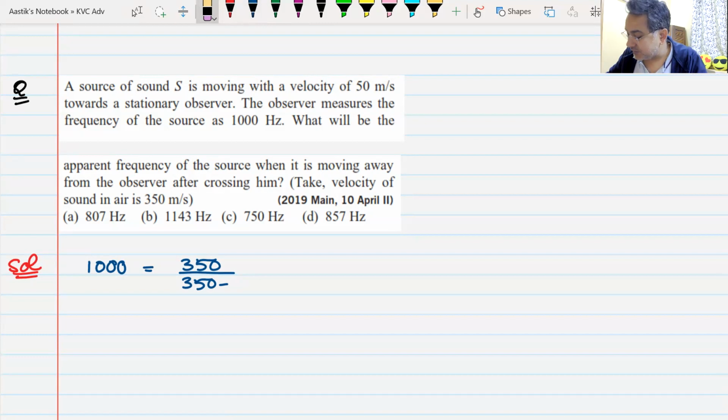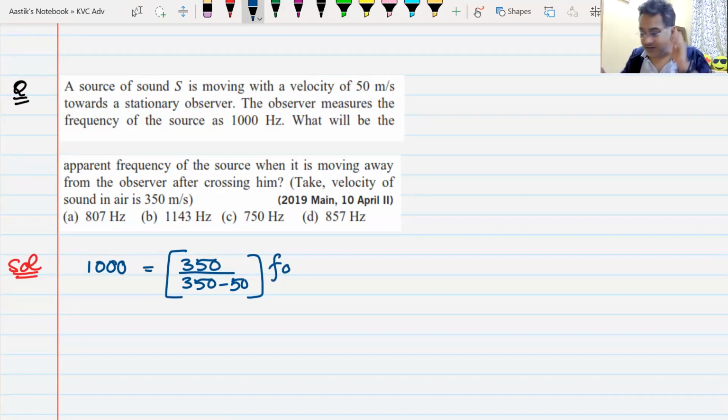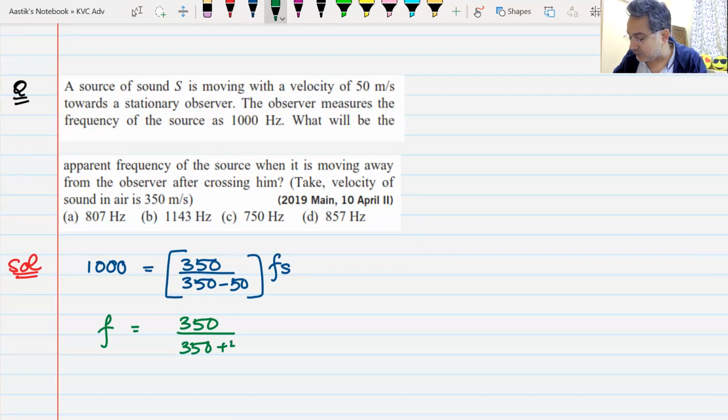So 300 minus 300, 350 upon 350 minus 50 into F naught. Keep it as into Fs. Keep it at Fs. You don't have to calculate it here. The next frequency, let me call this as F. Now this F will be equal to how much? 350 upon 350 plus 50 multiplied by Fs. Just divide the two and you will get the answer.